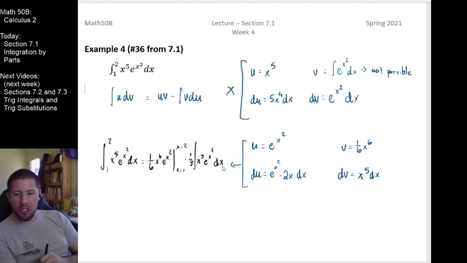Does this look like this is a good choice for us to be making? It kind of seems like we're going in the wrong direction here, right? All this did was replace an integral that we already don't know how to do with one that in a sense is even worse. We've just increased the power on x by 2.